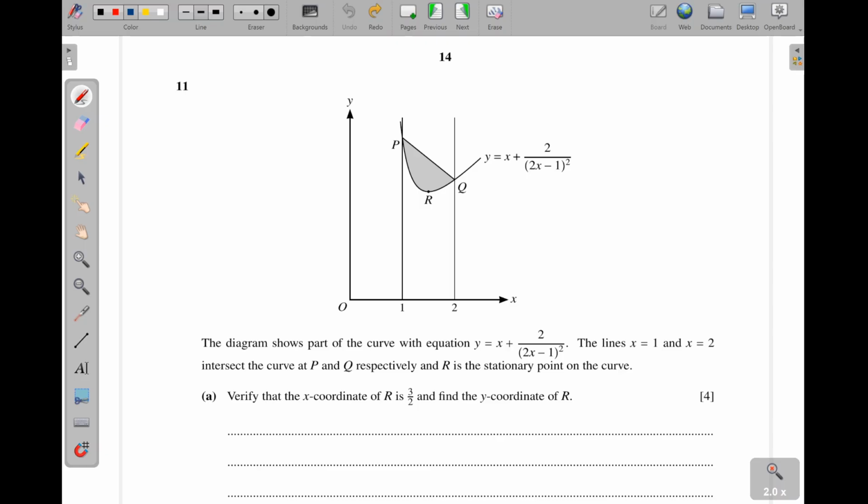Okay, now if R is the stationary point, then that means we need to differentiate and then we equate to 0. So y here is equivalent to x, then plus, I can take this one up here using the rules of indices. This will be 2, then into 2x minus 1, then power negative 2. Now when we differentiate this with respect to x, here we shall get a 1. Then this one will drop down here. Then we shall have it multiplying with that 2. And then we reduce the power by 1, so it becomes a minus 3. Then times, you have to get the derivative of what is inside here, and then you multiply through.